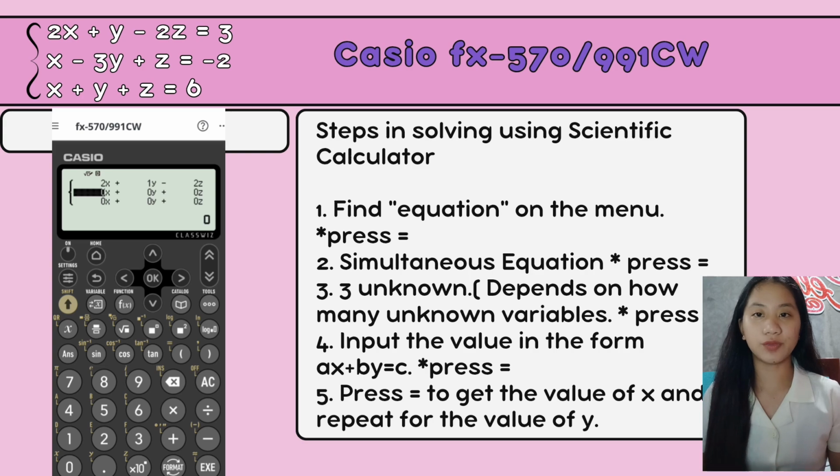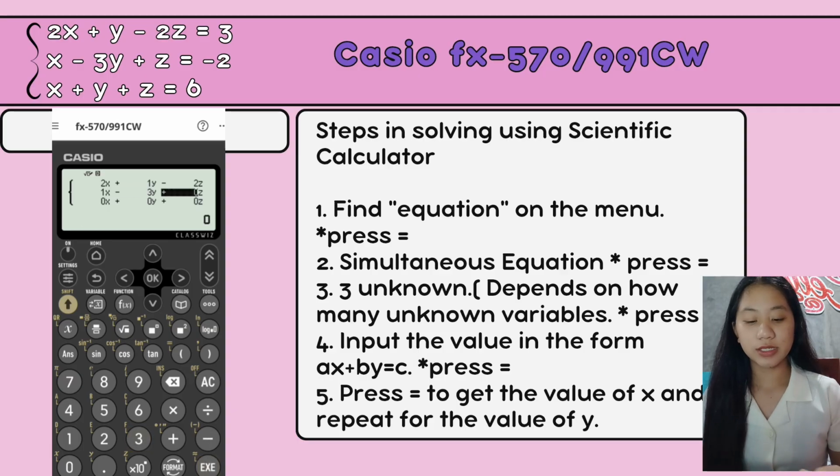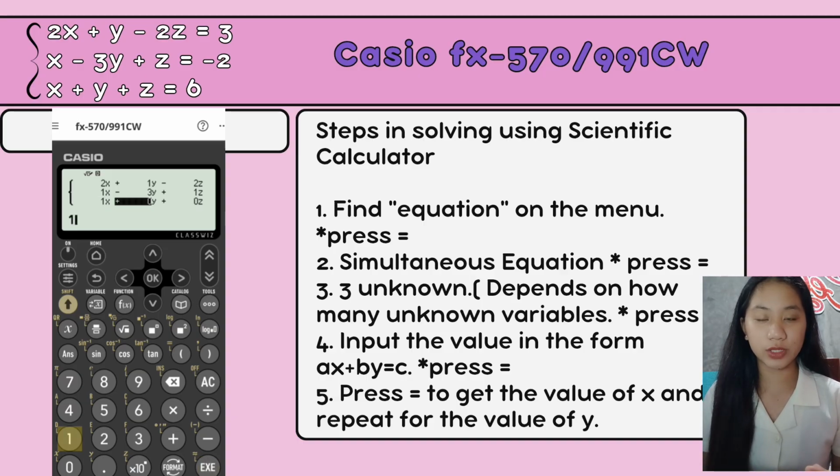And then we have x minus 3y plus z equals negative 2. So, we have 1 equals, negative 3 equals, z which is 1 equals, negative 2 equals. Now, we have x plus y plus z equals 6. So, we have 1 equals, 1 equals, 1 equals, 6 equals. Press equal to get the values of x, y, and z.